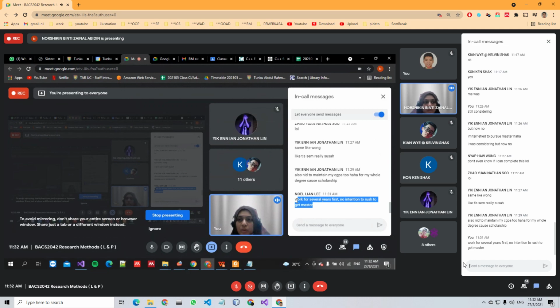First, if you want to pursue postgraduate study directly or you want to work, there are pros and cons. If after your degree you go directly to master and then PhD, you have no application of your knowledge. The things that we learn in class are different when we want to apply them in the field, in the industry.